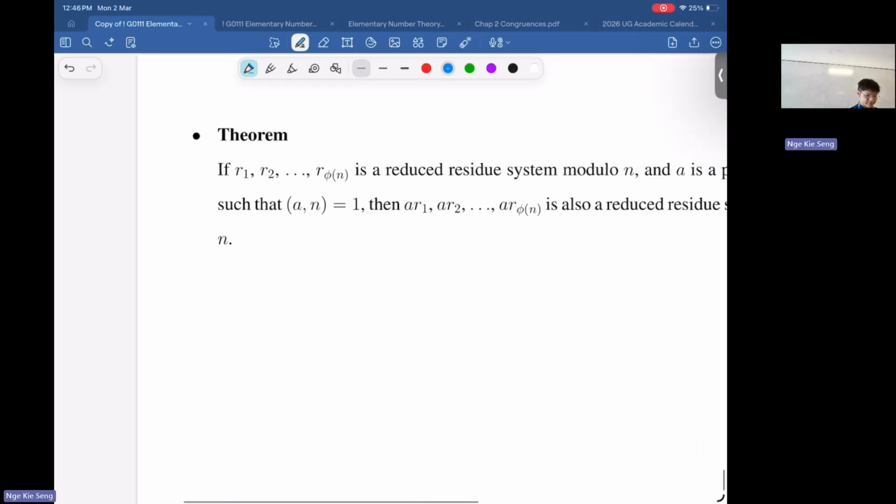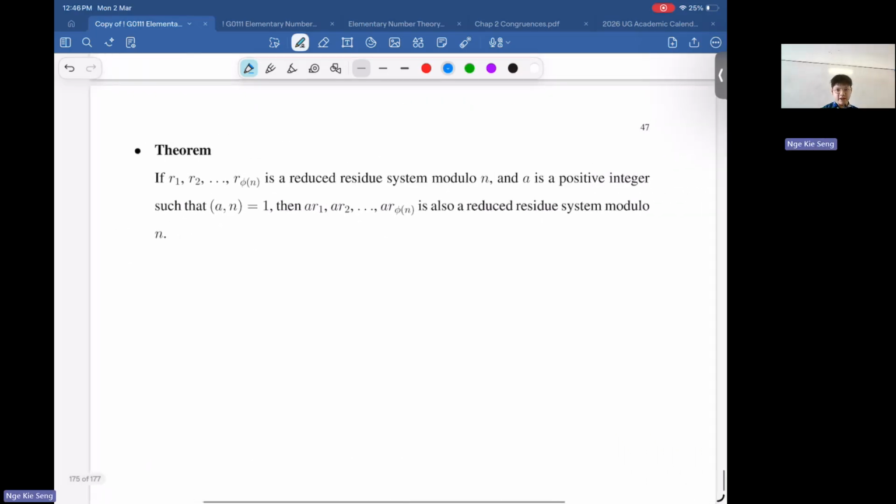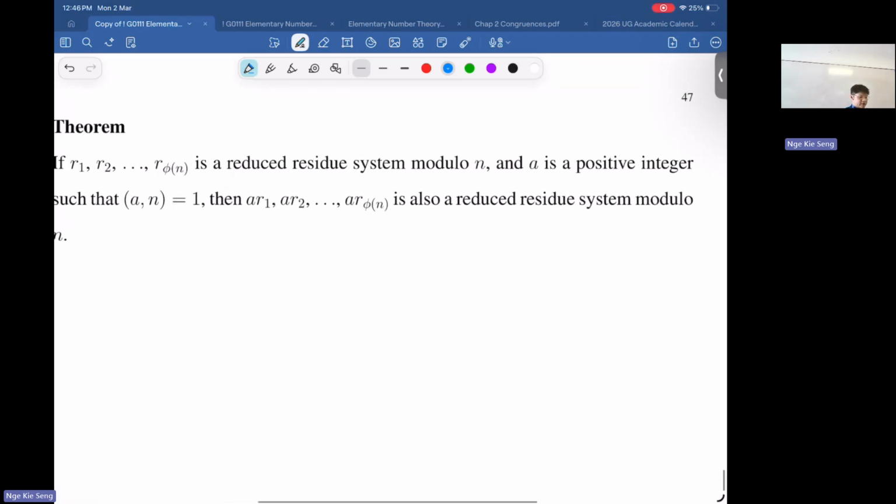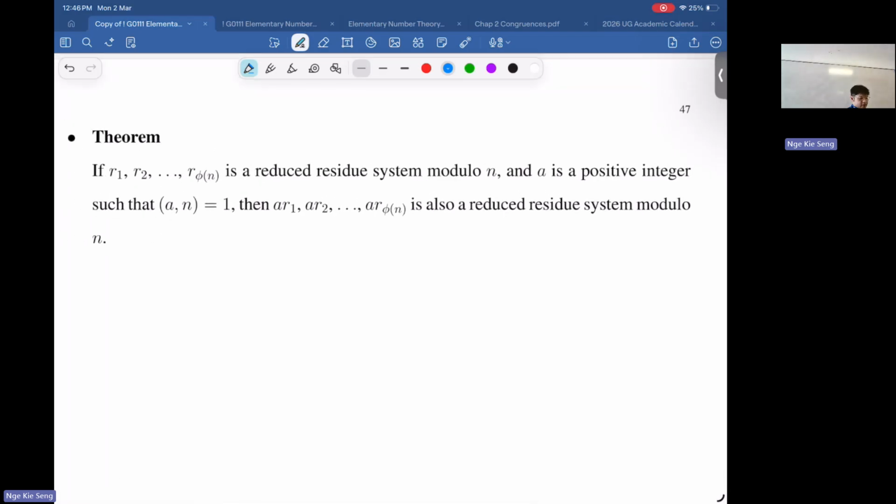Okay, good. So another theorem: if you have a reduced residue system R_i and a is a number that's relatively prime to n, then a multiplied by each R_i is also a reduced residue system. So this multiplication will preserve the relatively prime property. Does it make sense? But you cannot multiply with just any number. The number that you multiply has to be relatively prime to n first. Does it make sense? This will answer what we had just now.